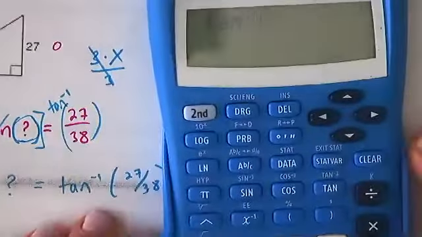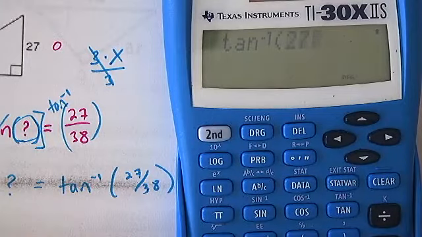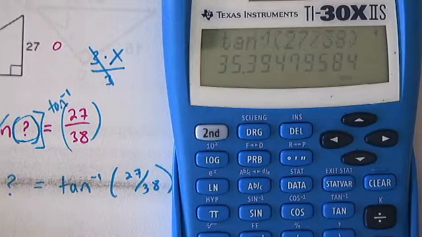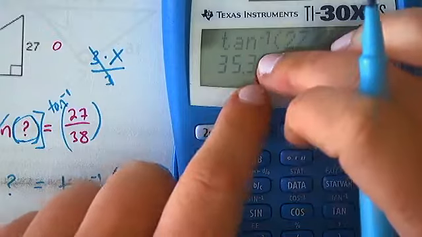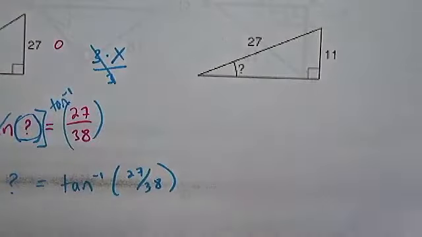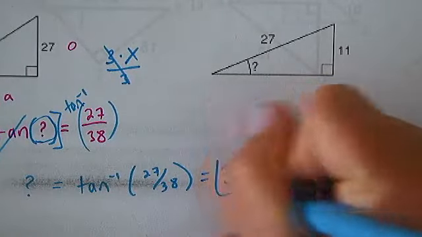And I'm taking tan inverse of 27 over 38. So 27 over 38, close parentheses. And what does that equal to? 35.3. Does this 3 round this up to 36? Nope, so it's just 35 degrees. So question mark is approximately 35 degrees.